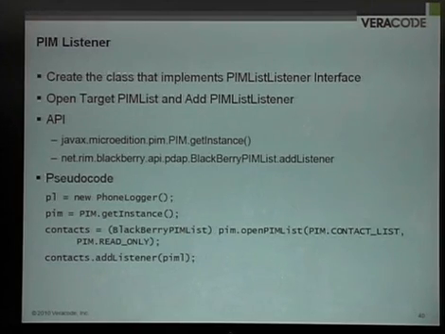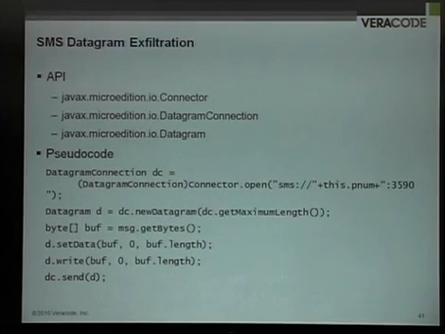The PIM listener is just like the other listeners. Again, this time we trap item added, item removed, and item updated methods by implementing the PIM listener interface in a custom class. And we trap all of those and exfiltrate the updated, added, or deleted data so that you can see that in real time.